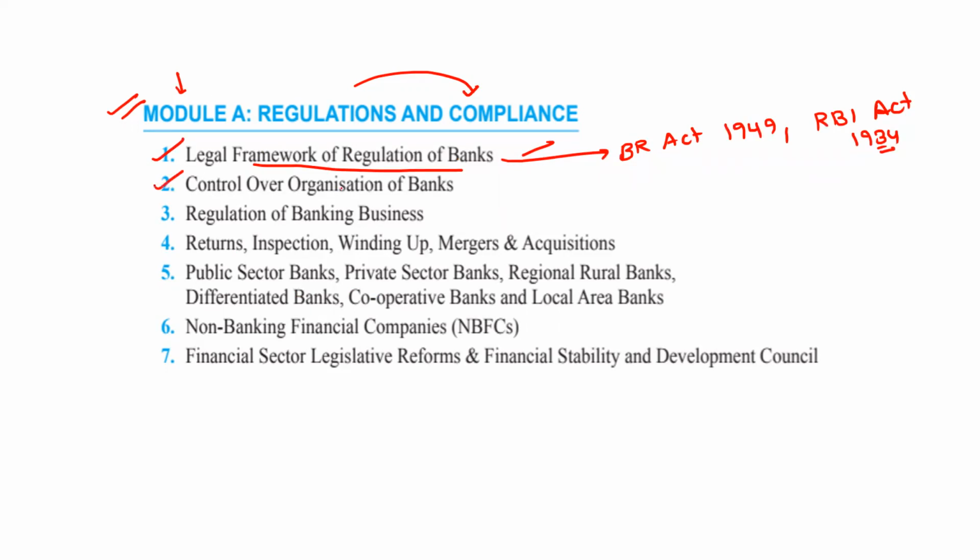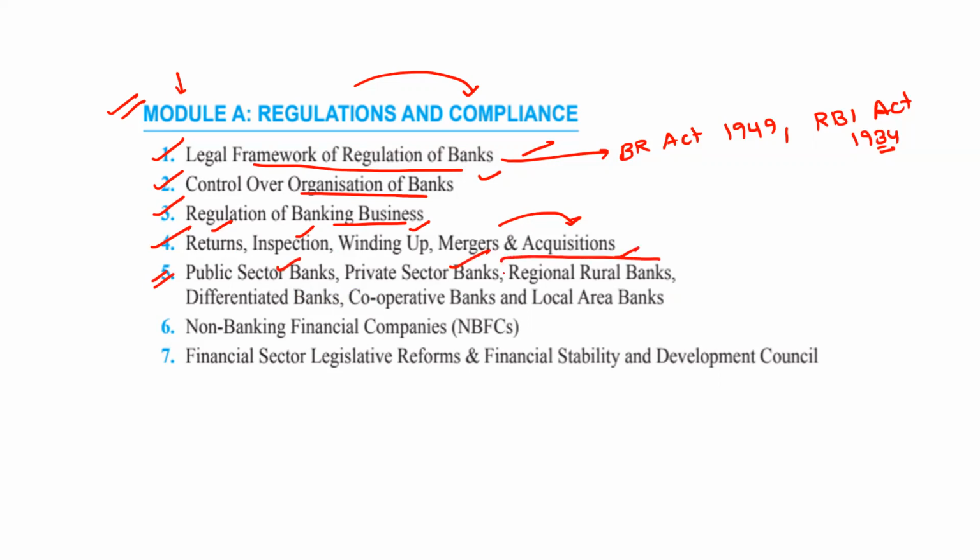Next one, that is the control over the organization of the banks. Under that we have to discuss the license of the banks and opening of places of business. Third one, that is the regulation of the banking business. Fourth one, that is returns, inspection, winding up, merger and acquisition. Fifth one, that is public sector banks, private sector banks, regional rural banks.